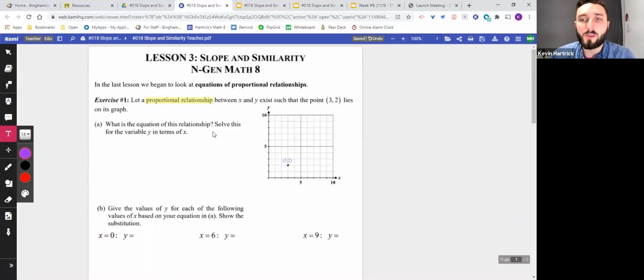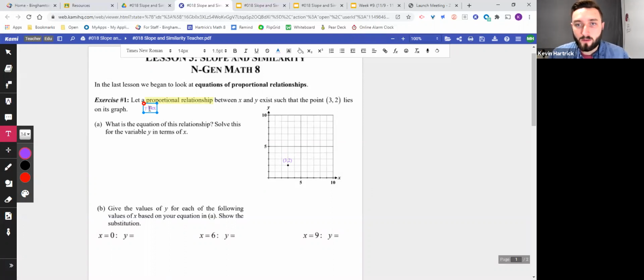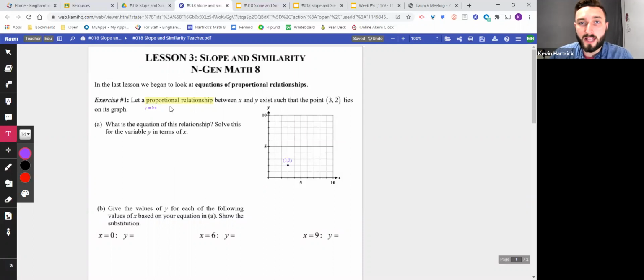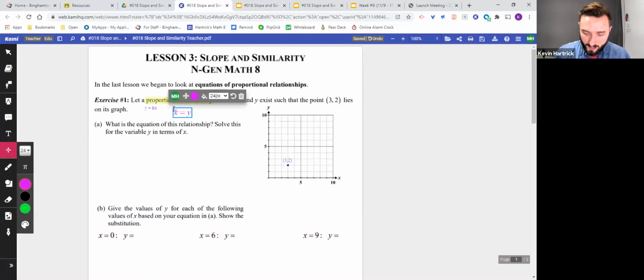(3, 2). Okay, so what they're asking us is, well, first of all, we know that this is a proportional relationship. So let's talk about what we know about proportional relationships. Let's review. We know that if it's a proportional relationship, it has the equation y equals kx, right? And we know how to find k, and that's by taking a point and substituting in the x value and the y value and solving for k. We also last lesson realized that we can actually simplify this into just the following equation. Actually, let me make it an equation because it's easier to look at. k equals y over x.